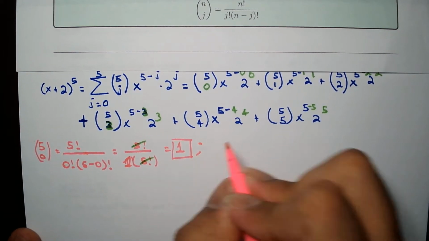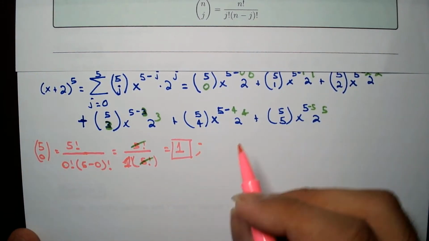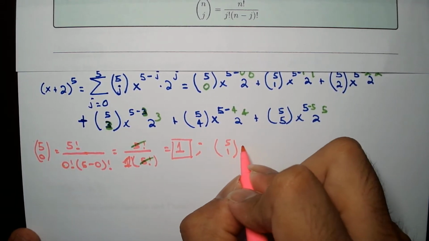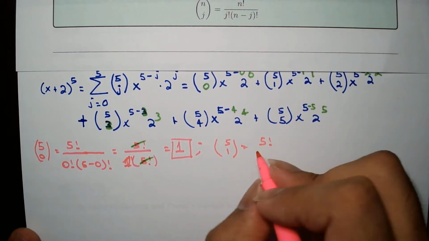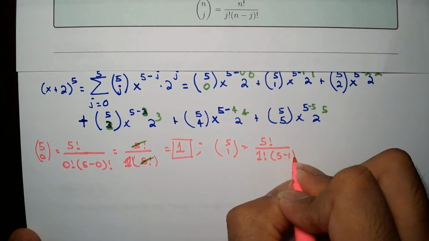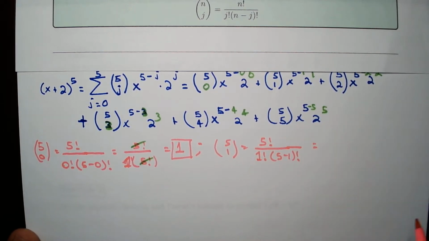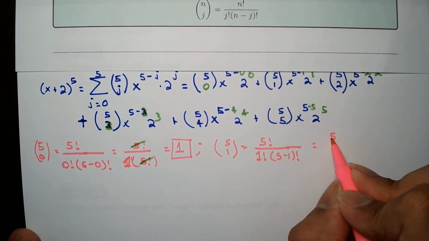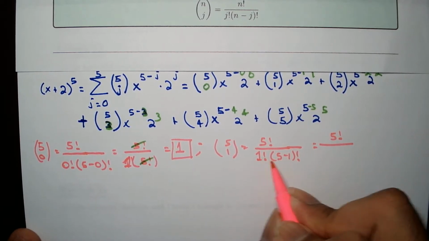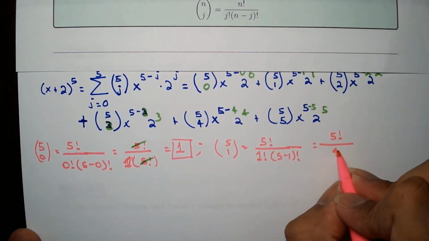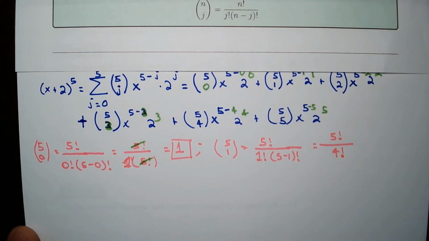Let's do the second one. 5 choose 1, so 5 factorial over 1 factorial times 5 minus 1 factorial. So in this case, let me skip the factorial part for a second. So 5 factorial over, 1 factorial is simply 1. I'm not going to write that 1. And then this is 5 minus 1, which is 4 factorial.